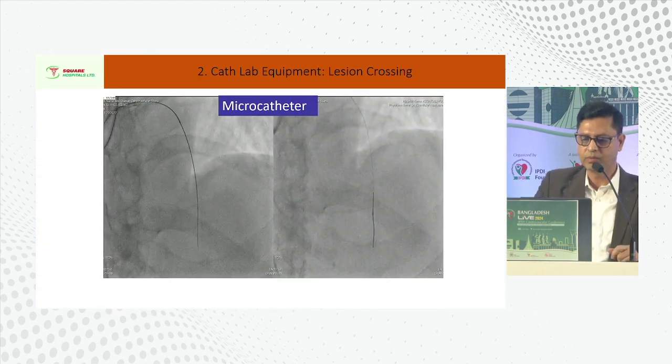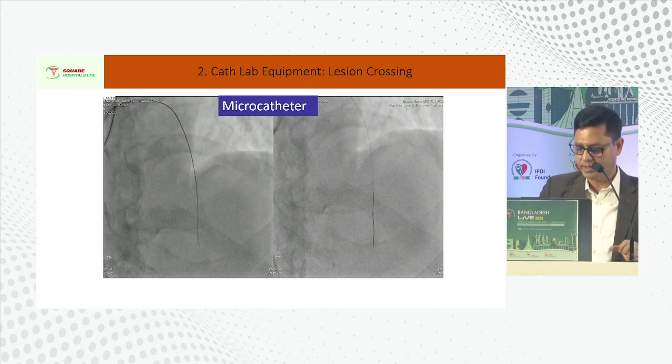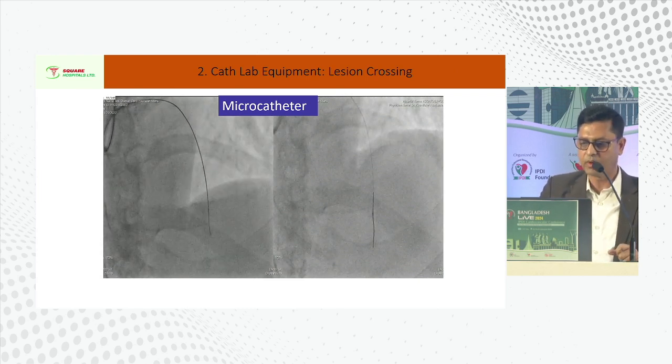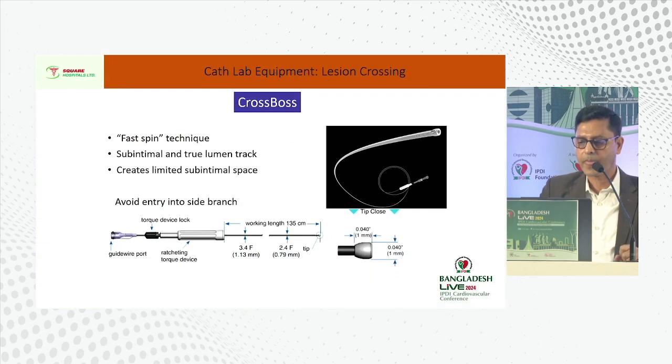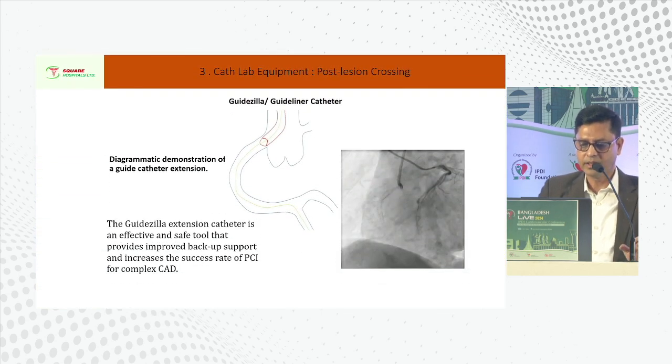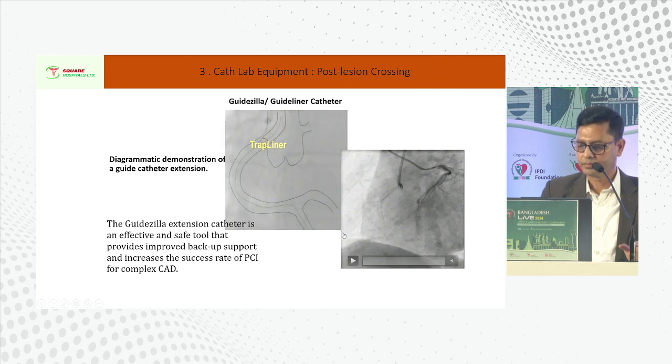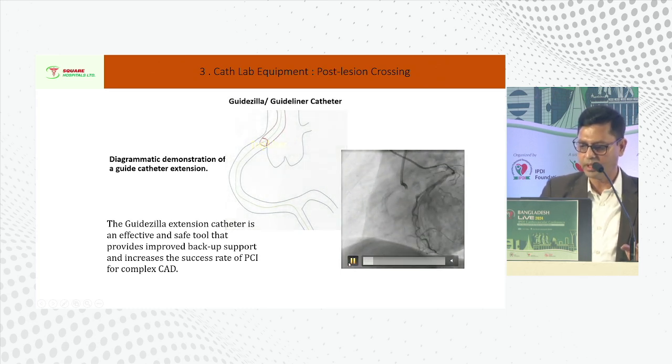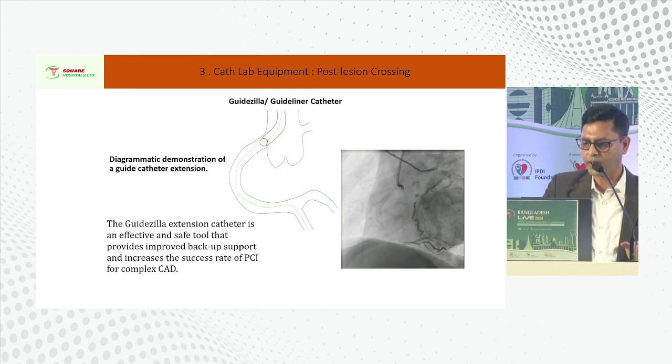And you can see here the use of microcatheter. With the microcatheter, we can exchange the different types of wire, and we can easily cross the lesions. And these are the Crossbar and the Stingray. And the Guidezilla. Guidezilla extension catheter is an effective and safe tool that provides improved backup support and increases the success rate of PCI for complex lesions. And there's the use of guide extension catheter.